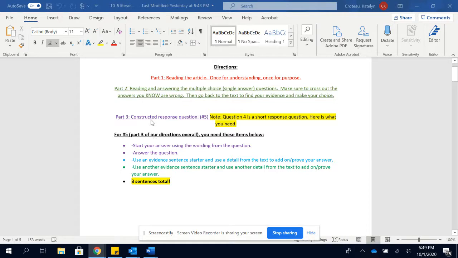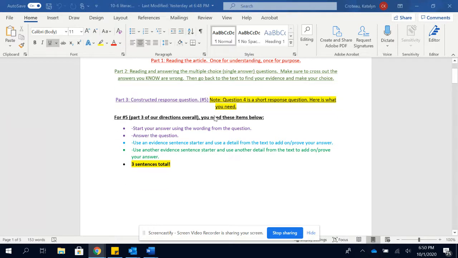Part 3 is what we call a constructed response question. Okay, and it's question 5. Oh, never mind. It's question 4. I don't know why this is number 5 right here. So question 4 is a short response question. Here's what you need to know.